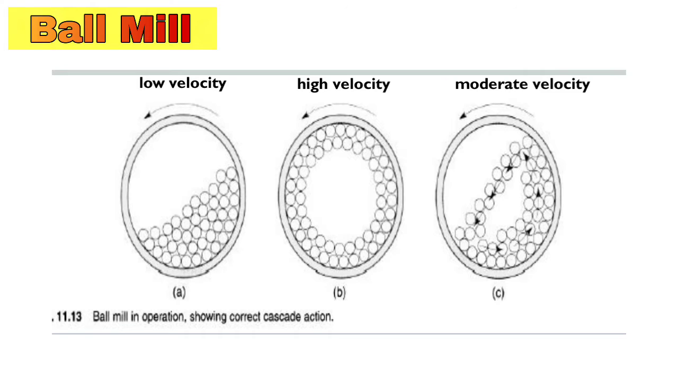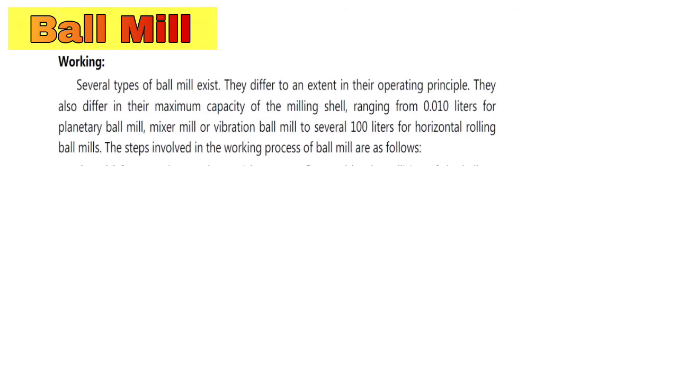Let us move towards the working. Several types of ball mill exist. They differ to an extent in their operating principle. They also differ in their maximum capacity of the milling shell, ranging from 0.010 liters for a planetary ball mill, mixer mill or vibration ball mill to several hundred liters for horizontal rolling ball mills. The steps involved in the working process of the ball mill are as follows.